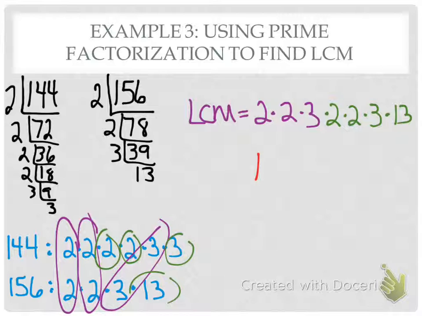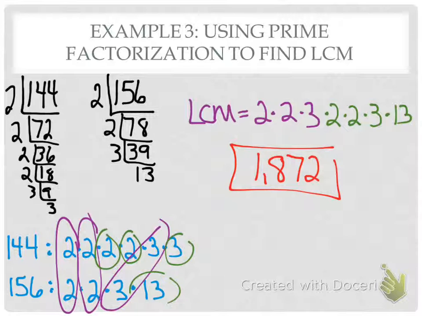No. Starts with a 1. 1,872. Guys, this is the easy part where you just plug it in your calculator, so please don't make a mistake there. All right, so that's how you do LCM through prime factorization.